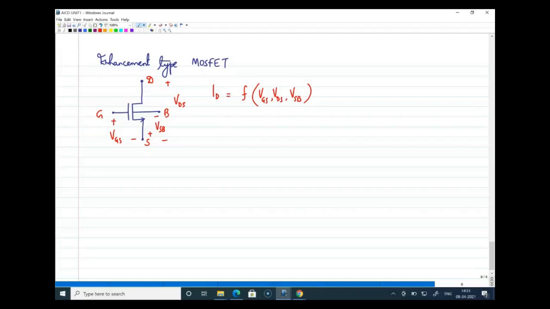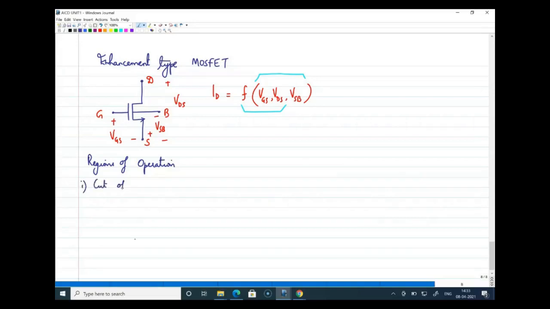So in your last semester, when you were discussing AMC, you would have seen the dependency of ID on only these two voltages. Now we are bringing the last terminal also into the picture, so we need to consider this additional voltage, which is VSB. All right. Now, as yesterday, I'll quickly list down the regions of operation. This we have discussed yesterday anyway.